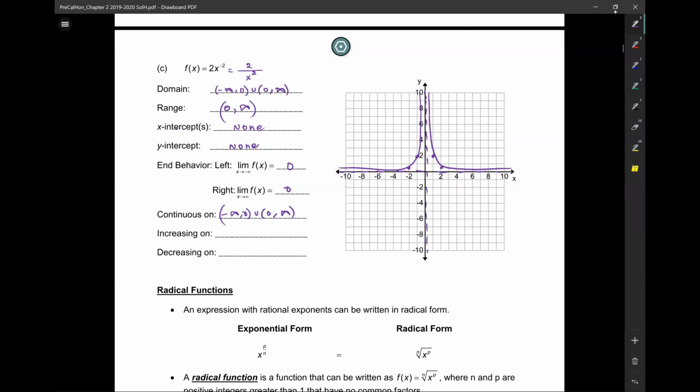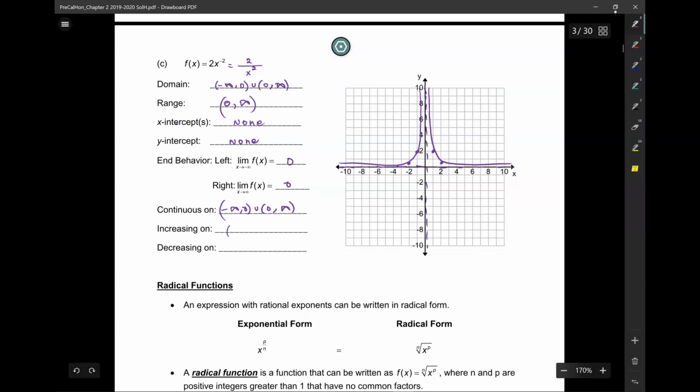Where is it increasing? From negative infinity to 0. And it's decreasing from 0 to infinity. So where is it increasing? We read graphs left to right, right? So here it's increasing until 0, and then after that it starts to decrease.